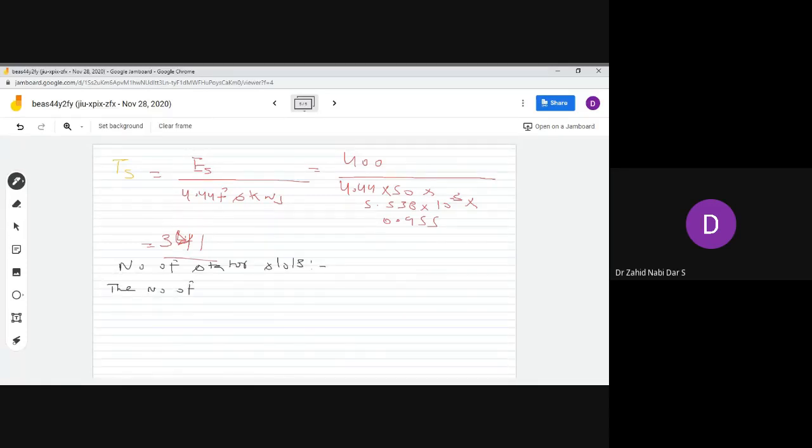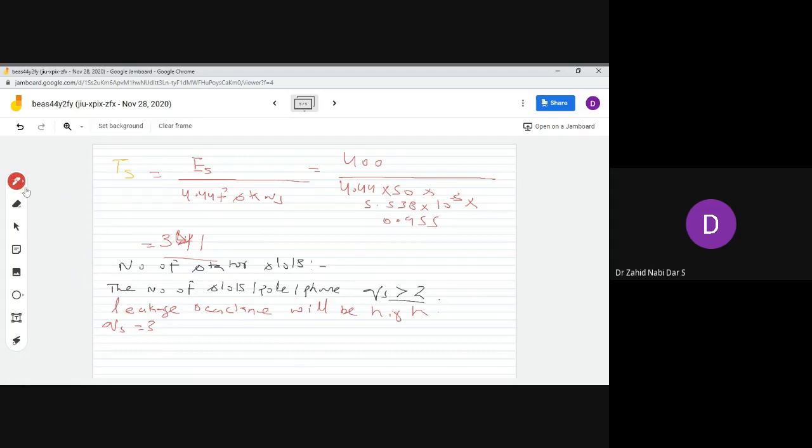The number of slots per pole and per phase, that is your QS, should always be greater than 2. If it's not greater than 2, your leakage reactance will be high. If the leakage reactance is high, the efficiency of the machine decreases. You don't want the leakage reactance to be high. So let's start with QS is equal to 3. Now you have to understand your stator slot pitch.